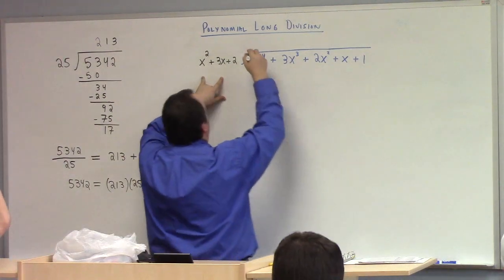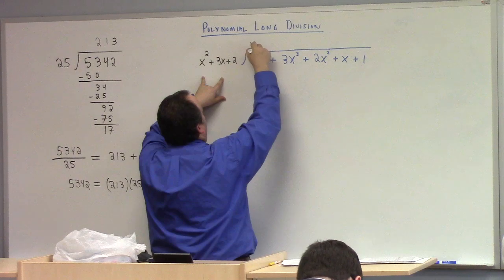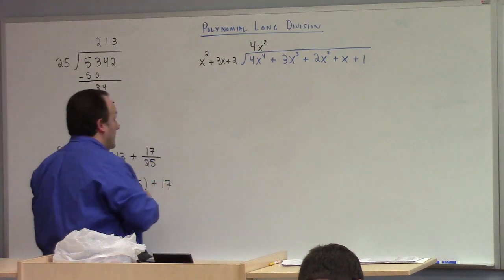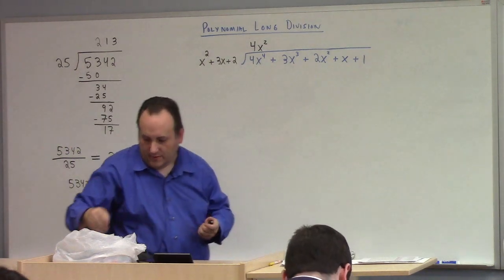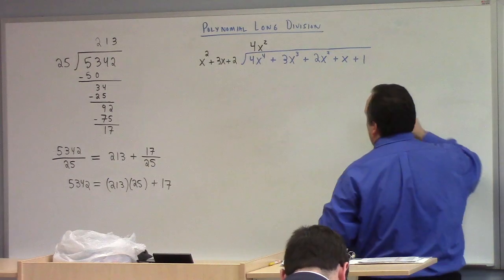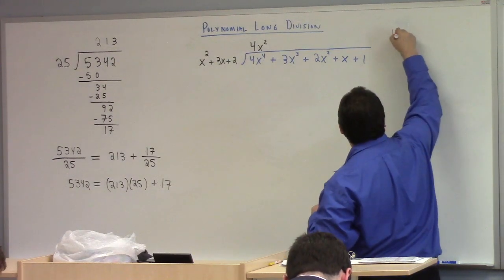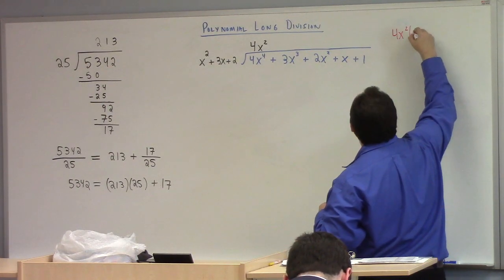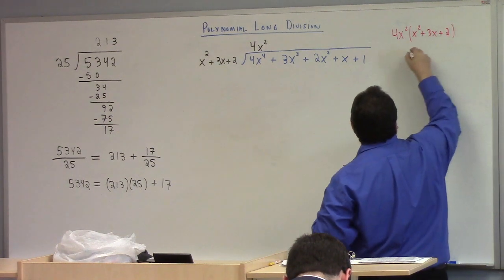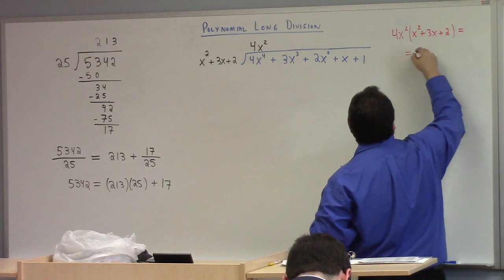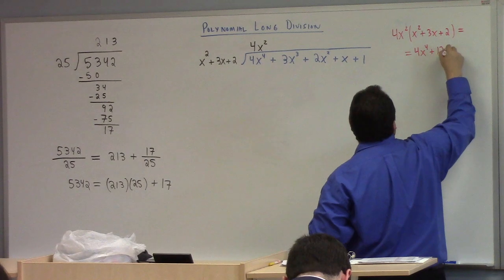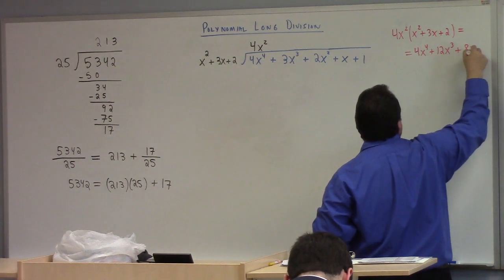I heard a 4x. Oh, you need to put the left side to the factor. Well, no factor in here. So this is all about multiplying. So 4x squared times x squared plus 3x plus 2. What's that give us? That gives us 4x to the fourth plus 12x cubed plus 8x squared.